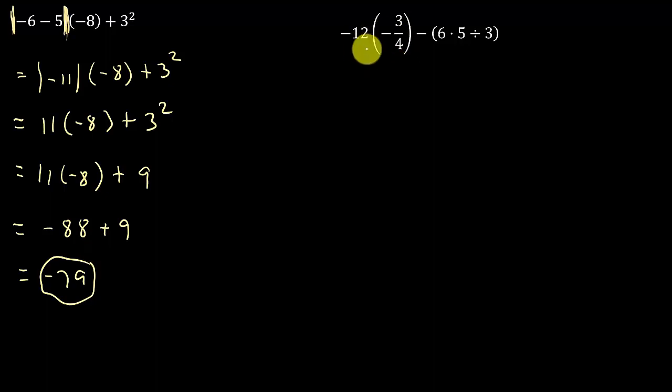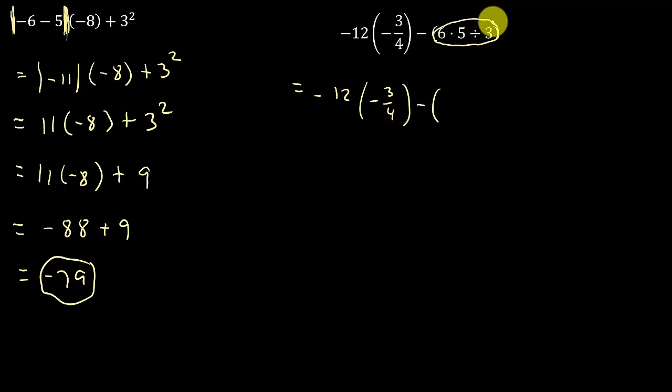All right, so we've got multiplication, and then we've got some grouping symbols here, so we need to do the grouping symbols before anything else. So let's work inside the grouping symbols first. So that's going to be -12 times -3/4 minus. All right, so now I'm inside the grouping symbols working. I've got to follow my order of operations in there.